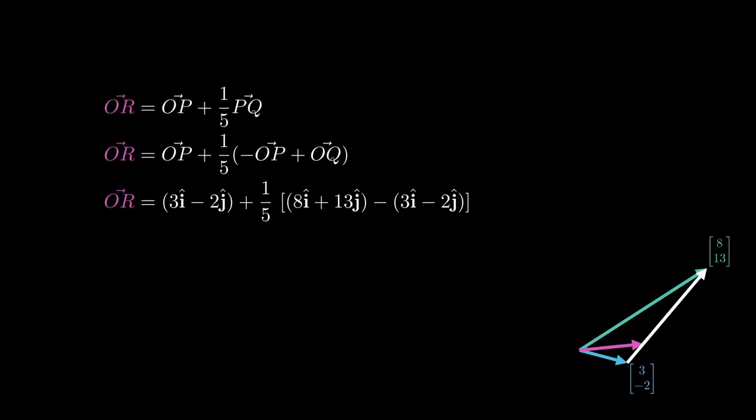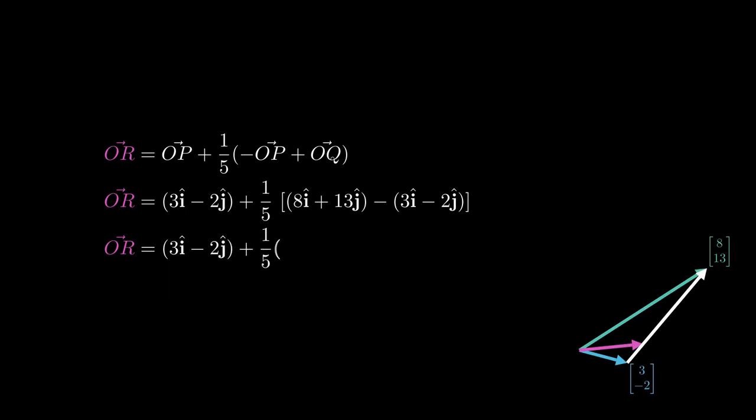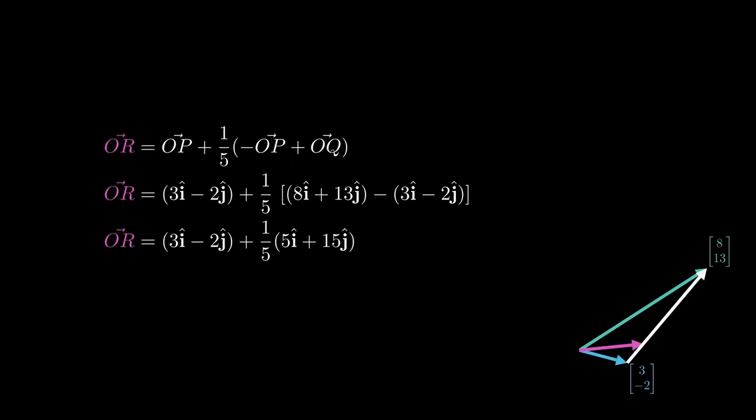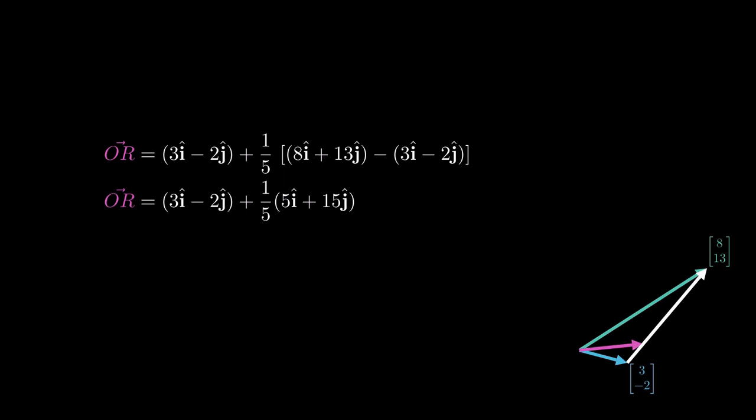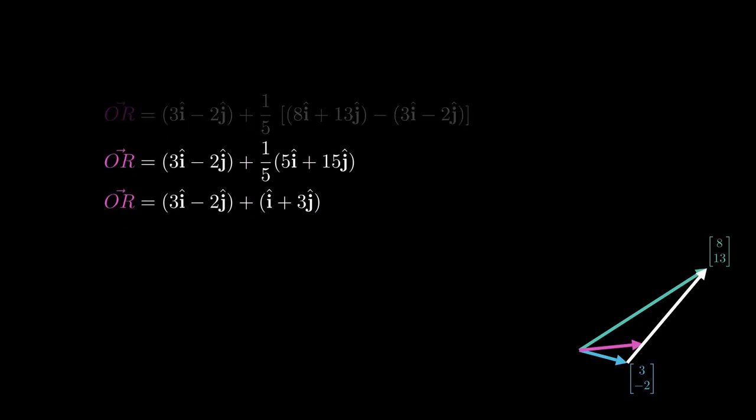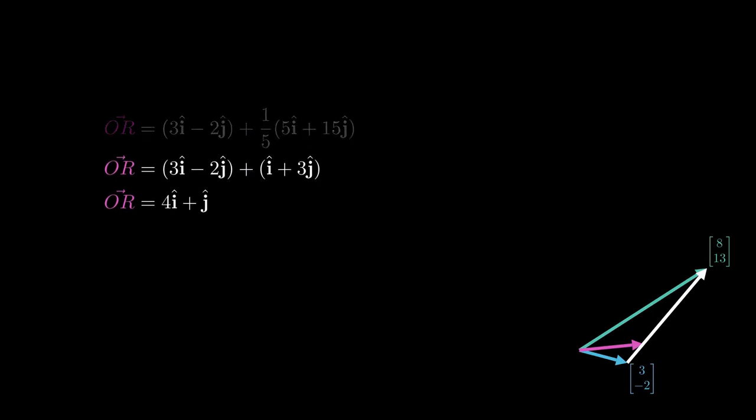All right. So in the bracket on the right there, we can combine the i's and the j's. We get 5i, 15j, nicely divisible by 5. So we'll multiply that 1/5 through. Finally, combine those i's and j's. You get 4i plus 1j. Okay. Almost done, not quite.